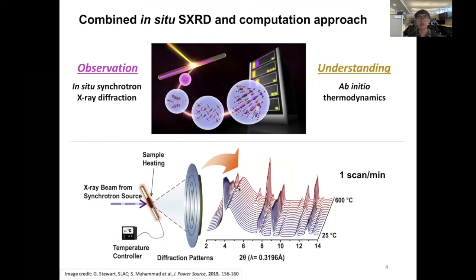To understand this problem, we first use in situ synchrotron X-ray diffraction to monitor the solid-state synthesis process. We then rationalize our findings using an exponential thermodynamic framework. The in situ setup basically contains a high temperature furnace which is placed under the X-ray. So as the sample is being heated up, we can obtain a series of X-ray diffraction patterns in real time. And the high energy synchrotron X-ray can achieve a time resolution of 1 scan per minute, which should be sufficient for typical solid-state reactions.